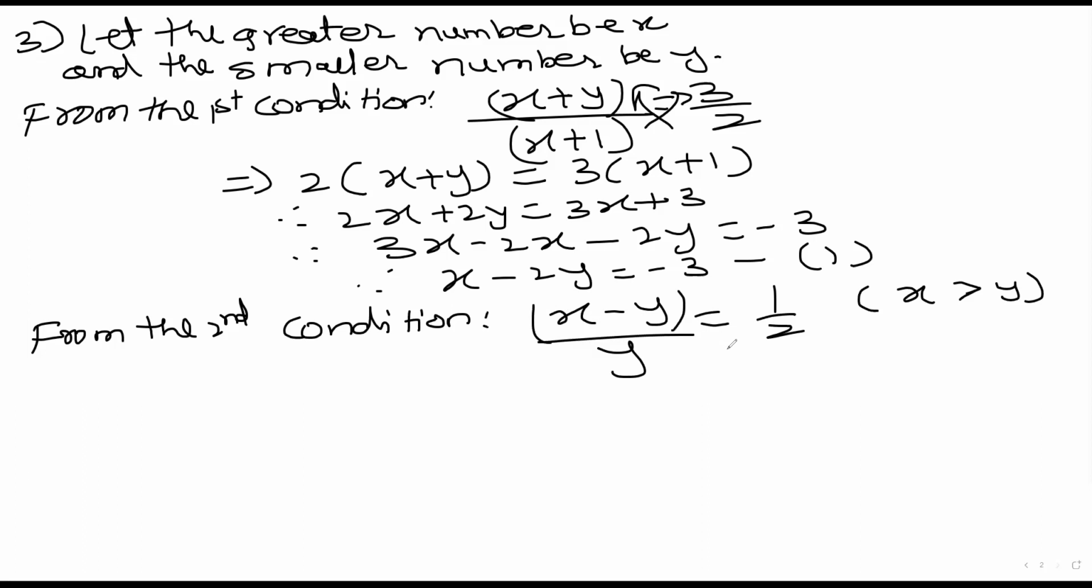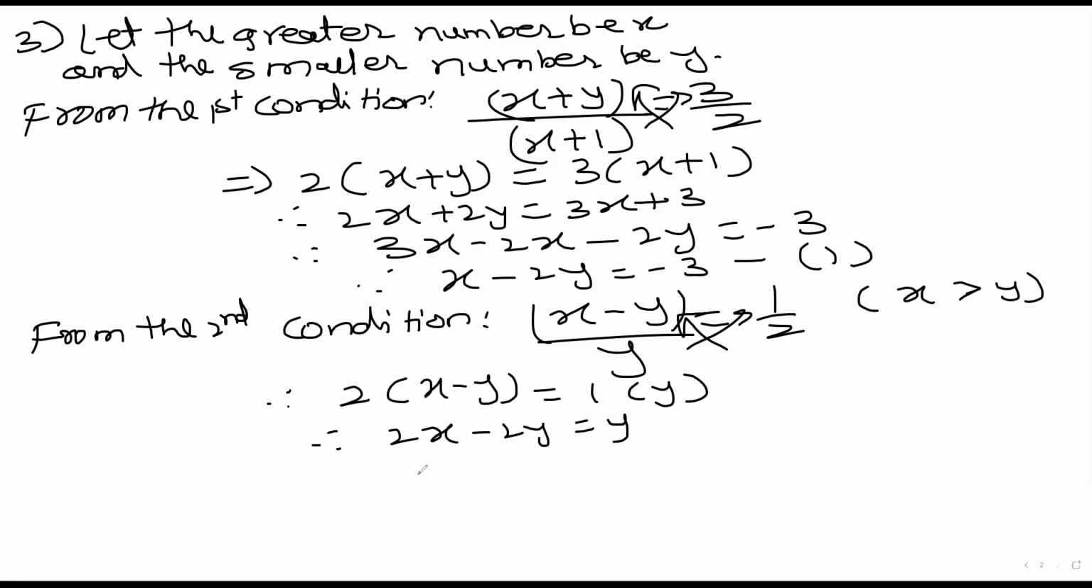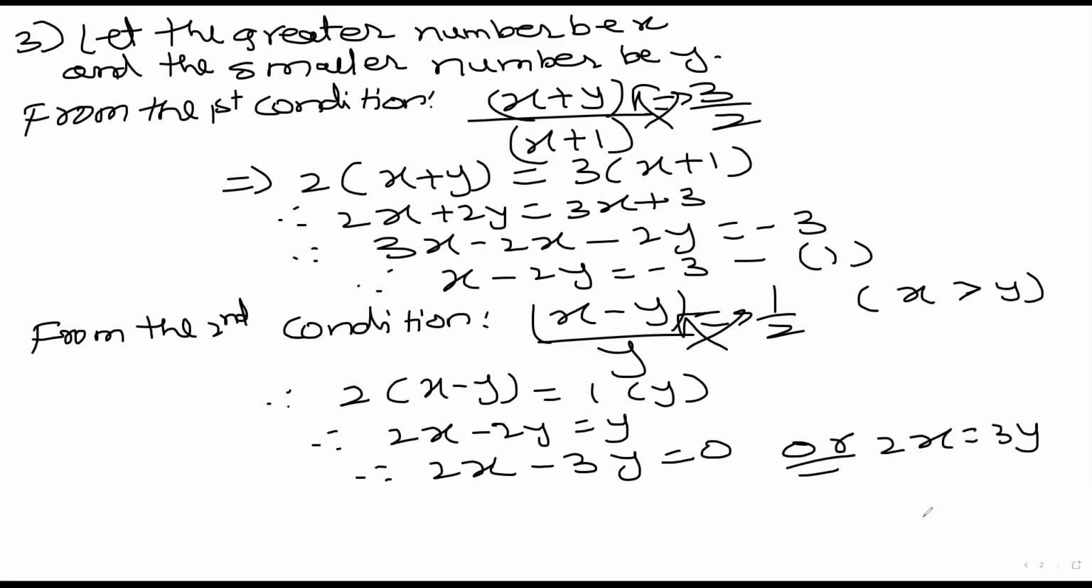Okay, so here you have to cross multiply. Right, so you get 2 into bracket x minus y is equal to 1 into y. So you get 2x minus 2y is equal to y. So you get 2x minus 3y is equal to 0. Or maybe you can say 2x is equal to 3y. It's up to you, whatever. I would suggest you to substitute the value. See here, if 2x is 3y, what will be x?